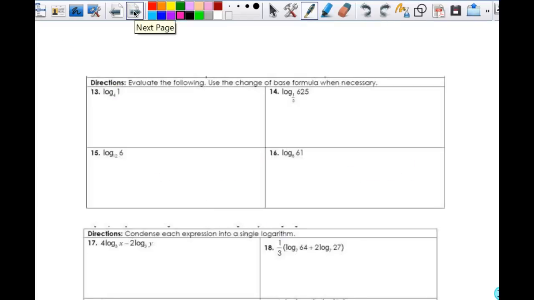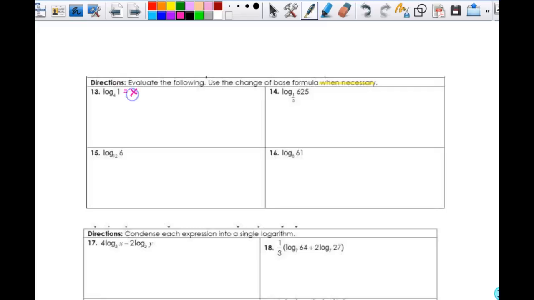So now I'm evaluating, and I use the change of base formula when necessary. That when necessary thing right there is important. Oh, that is black. That doesn't do any good. When necessary. Right. So that doesn't mean I use that on every single one of them, because remember, you're not going to get a calculator on the test, so you need to be able to solve them when you can. So we need to try all of them.